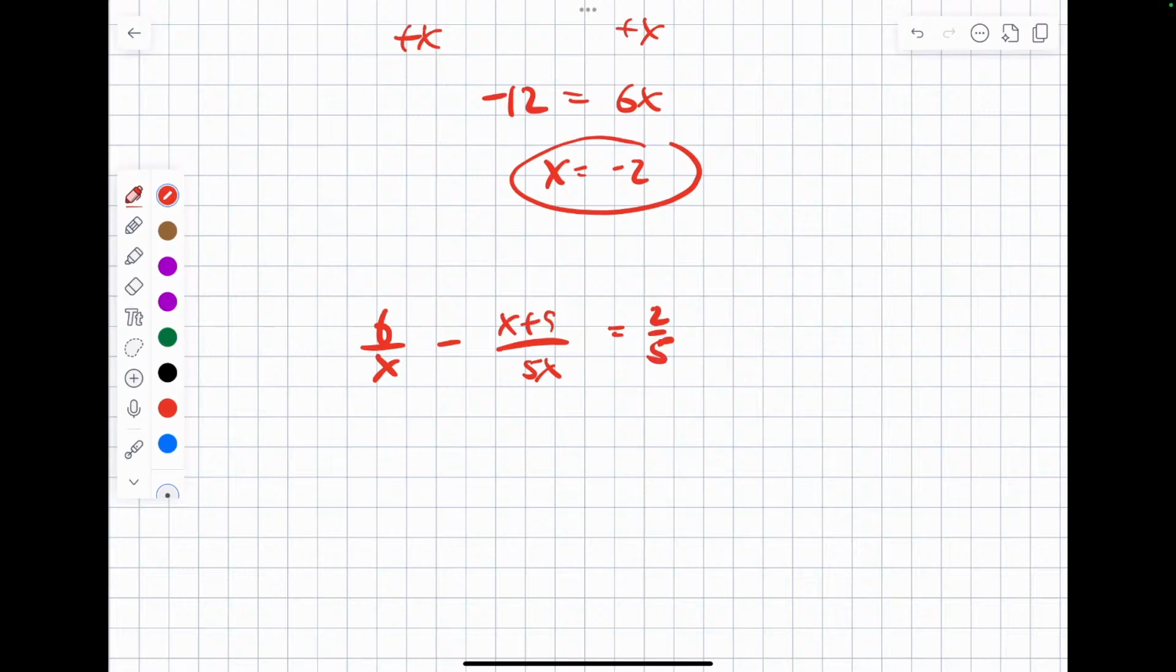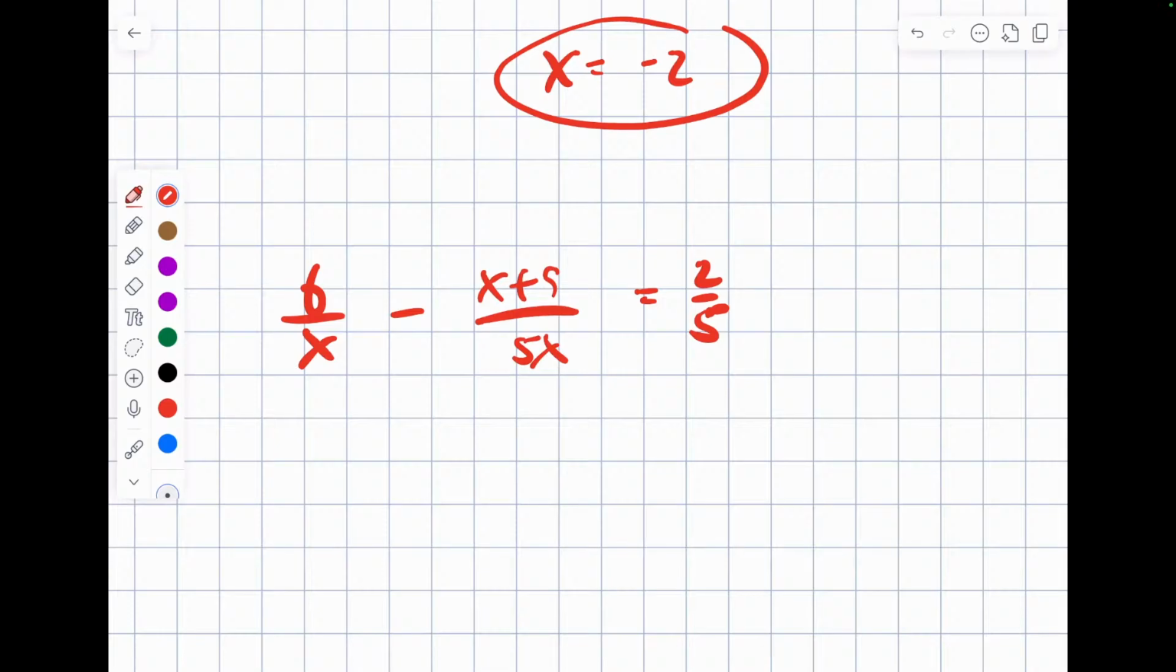All right, so this is the question for you. We can go to the next one. Don't crash out. This one, everybody can do it. I'm gonna give you an easy one. It's 6 over x minus x plus 9 over 5x equal to 2 over 5.